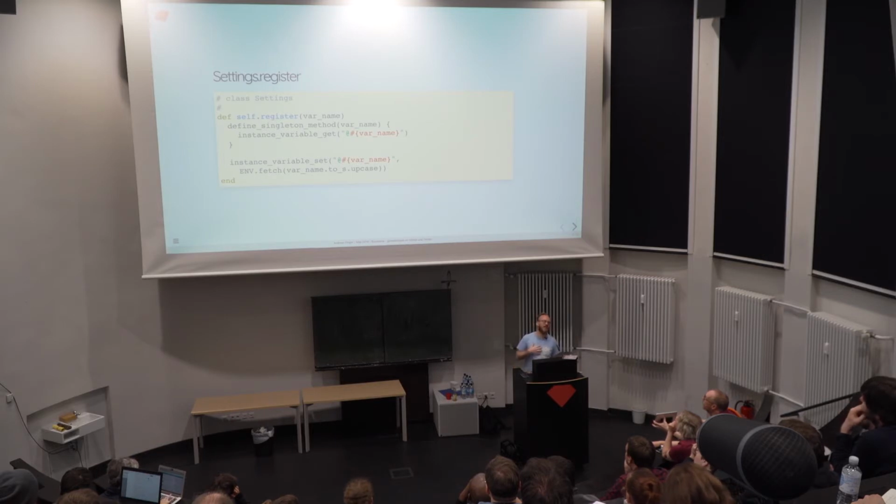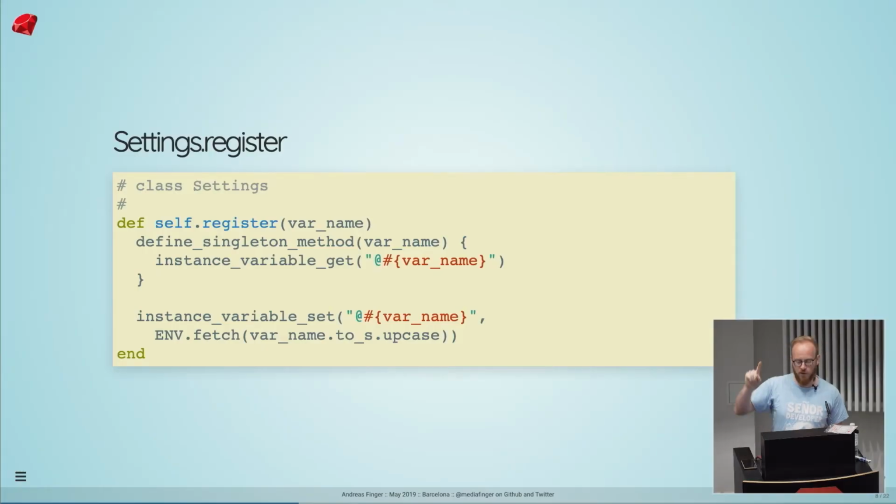We usually all say class method, but the correct term in Ruby would be singleton method. So we're defining a class method here, and the name of this class method is the name we just passed in as a parameter, the variable name. Inside of those curly braces, you have the body of the method you just defined. So you're just creating a new method.